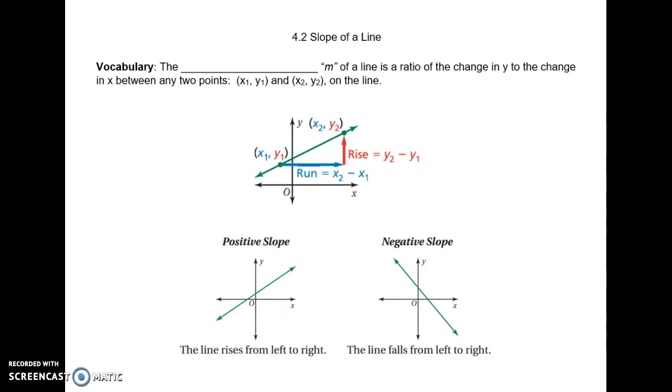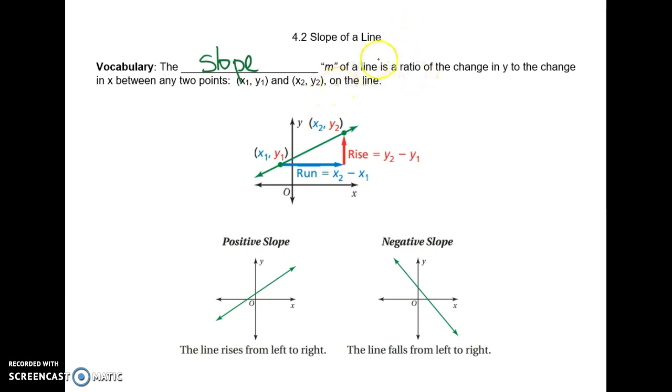All right, here we are, 4.2. This is the slope of a line. So the slope m of a line is a ratio of the change in y to the change in x between any 2 points. We'll talk about this more later, but these are called x sub 1, y sub 1, x sub 2, y sub 2.